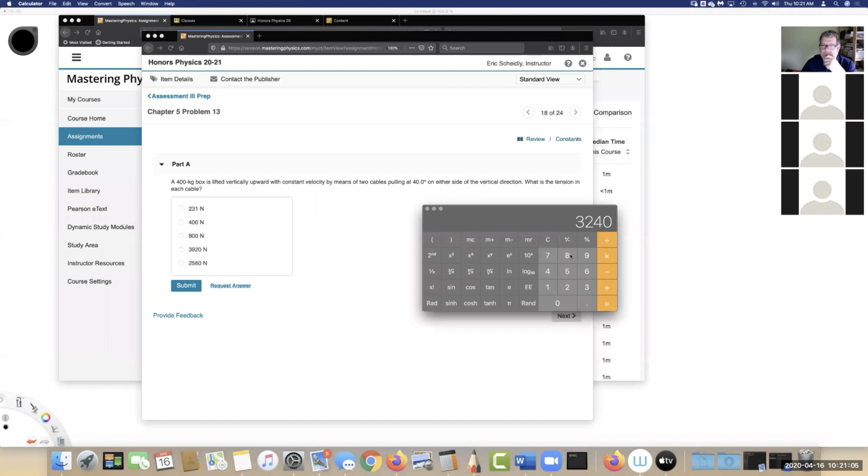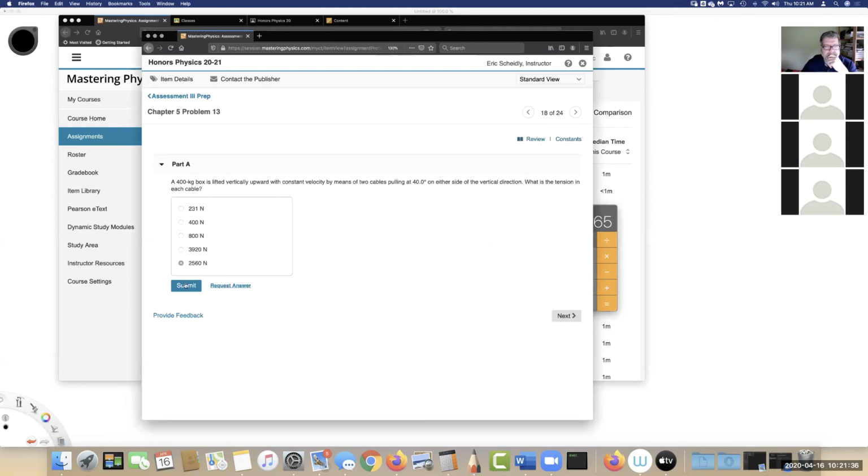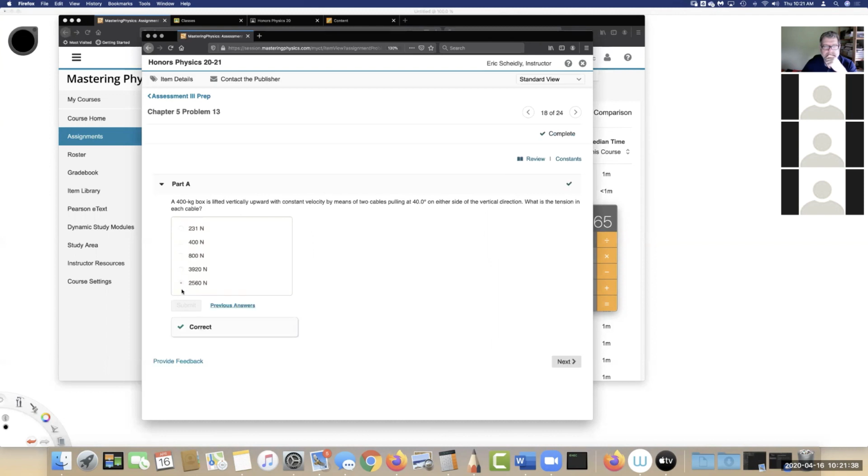So mg, 400 times 9.8, is 3,920. That hasn't been divided by the cosine of theta yet. I'll divide that by 2. And I have to divide by the cosine of 40 degrees. I hope this thing's in the right mode. 40 cosine equals 2,560. Yay.